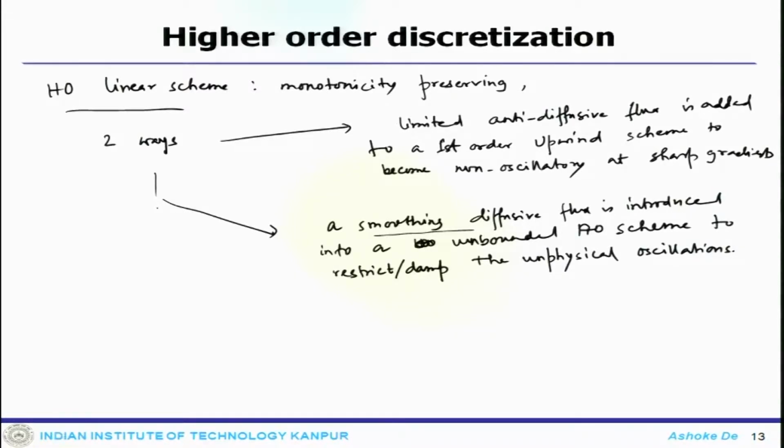kind of approach, which will give rise to the scheme which belongs to the class of total variation diminishing, that is TVD scheme. So, this is another class of higher order scheme, which can also capture that sharp gradient, but without introducing diffusion. So, essentially it means that you use both the advantages of less diffusion and less dispersion.